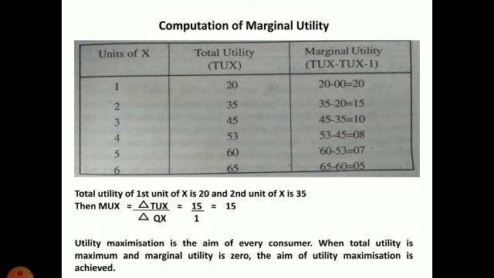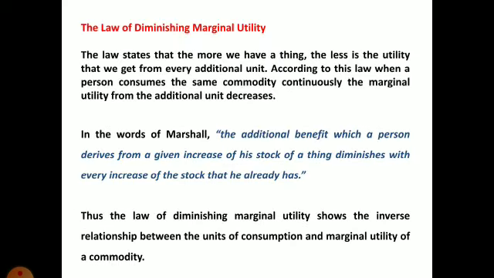Utility maximization is the aim of every consumer. When total utility is maximum, marginal utility is zero. This is where the consumer achieves the maximum utility. So next we'll look into the law of diminishing marginal utility.